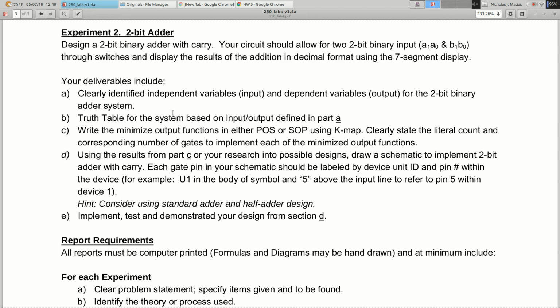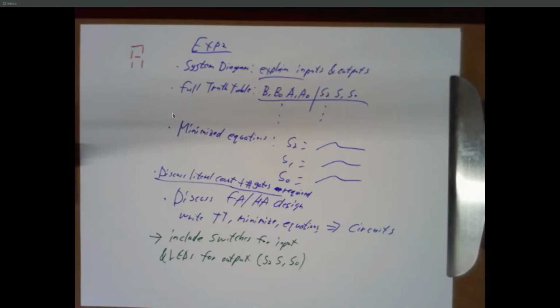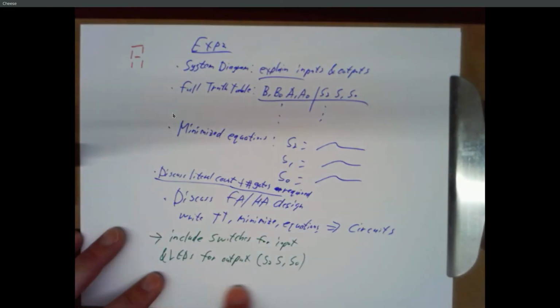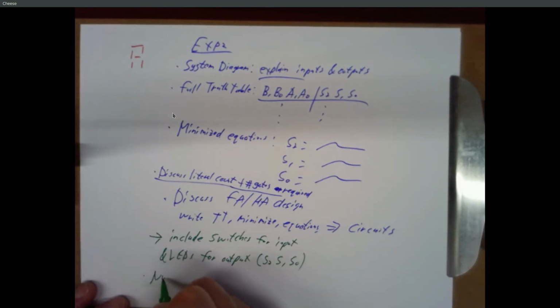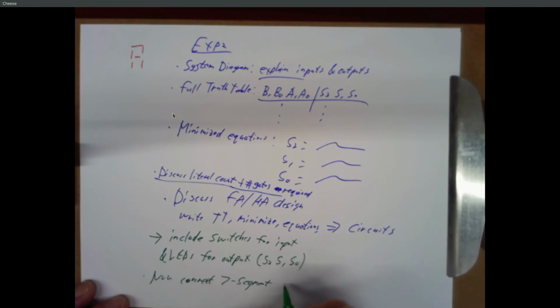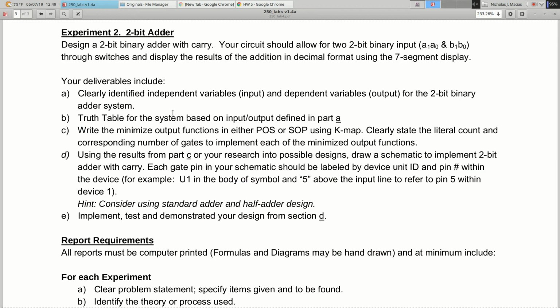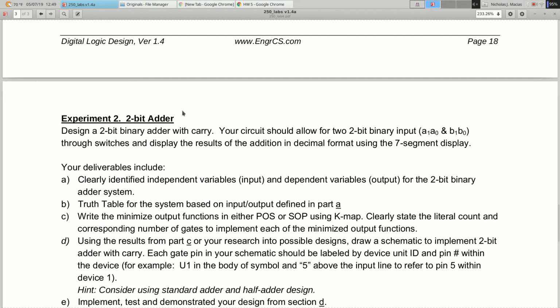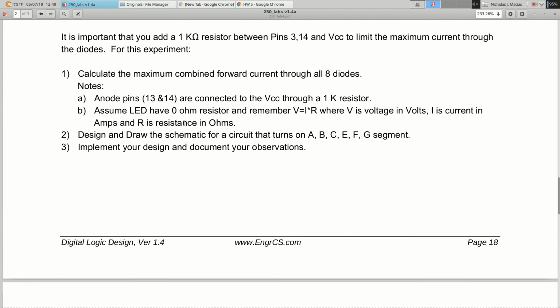All right, we haven't used the 7-segment display yet. So after you've got all of this going, after you can put in two 2-bit numbers and produce a 3-bit sum on your LEDs, now connect the 7-segment display. And that's a whole other task. But this is where you want to use the 74LS47.